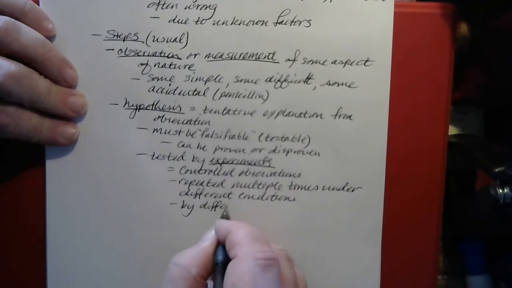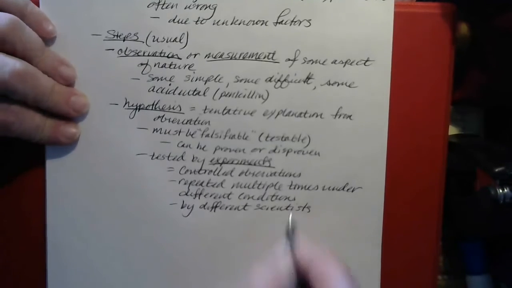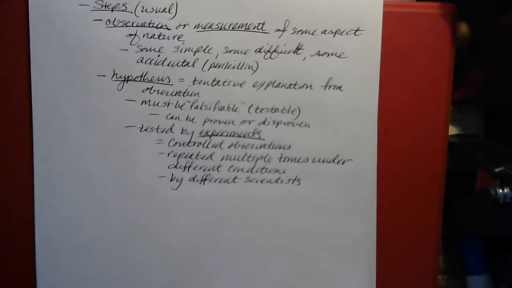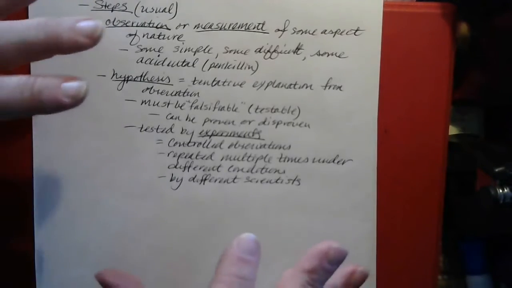Ideally, the hypothesis would be tested by different scientists also, just to make sure that the results weren't the result of some kind of quirk that you happen to be doing as part of your experiment. This is part of what the scientific literature is all about. If you go looking through a science library sometime, you'll find there are thousands and thousands of scientific journals out there. And it's very important that research scientists publish their work.